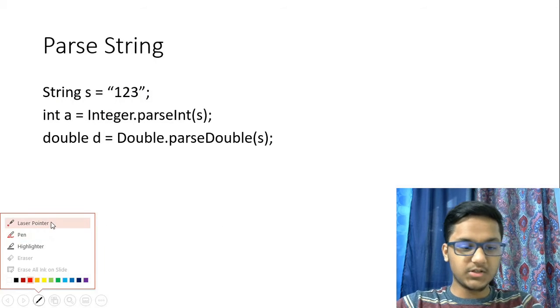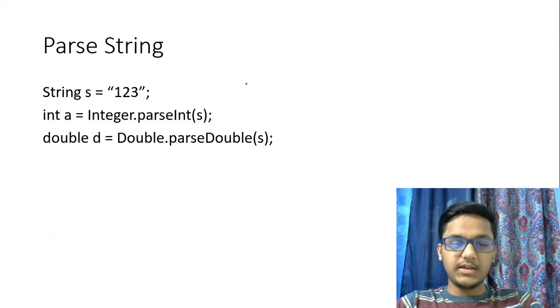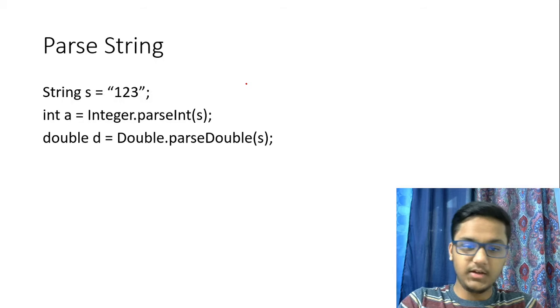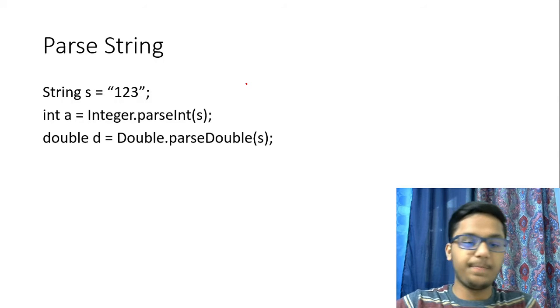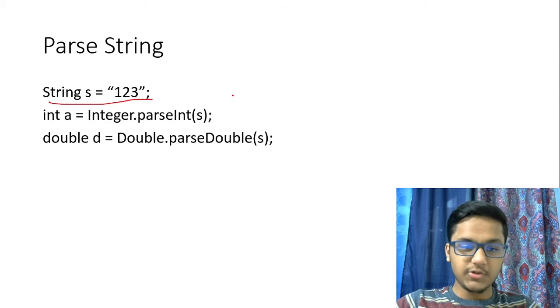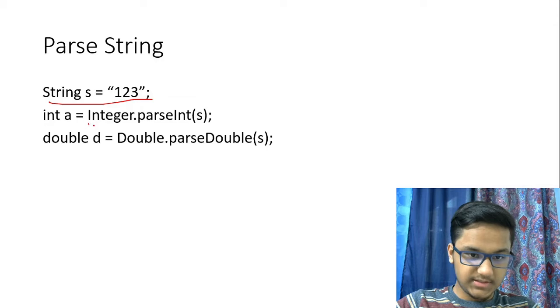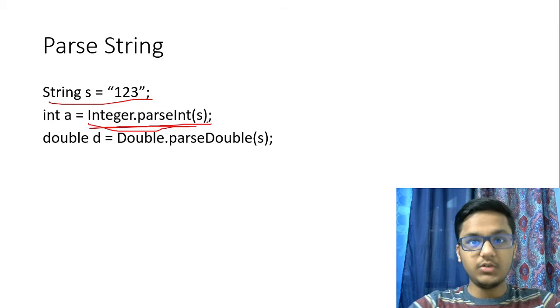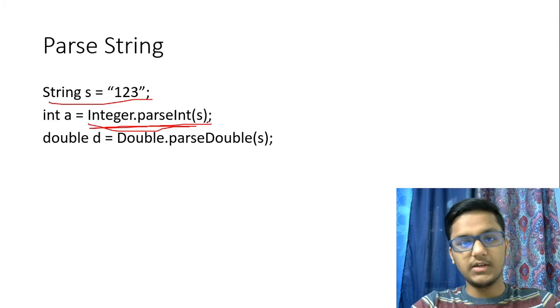So what is this parse string? Parse string is basically a function we use to convert a string to any other data type. So how do we do that? Let's say we have a string 1 2 3. Now I can convert this string to an integer by using this Integer.parseInt. This is the line I have to learn to convert a string to any other thing.